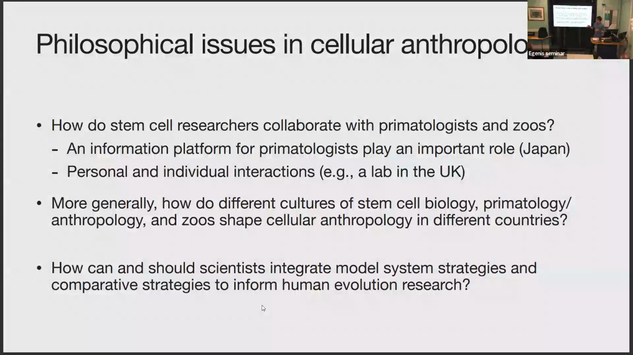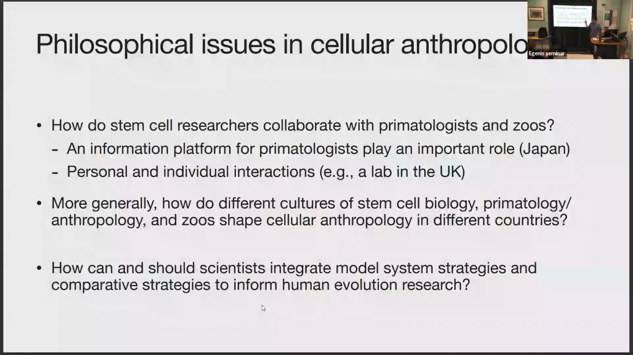I'm interested in how they shape cellular anthropology in Japan, and of course both stem cell research and primatology, and zoos have different features in different countries. So I'm interested in this type of question, but it's ongoing, still very preliminary, and I really appreciate any feedback or questions about these features.